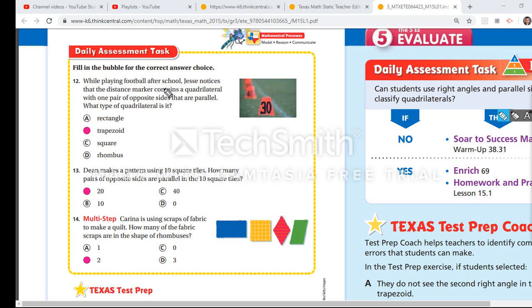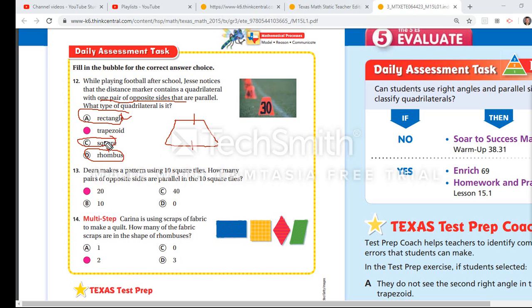While playing football after school, Jesse notices that the distance marker contains a quadrilateral with one pair of opposite sides that are parallel. What type of quadrilateral? One pair. That's the key right there. One pair of opposite sides that are parallel. If you look at a rectangle, it has two pairs that are parallel. So does a square, and so does a rhombus.